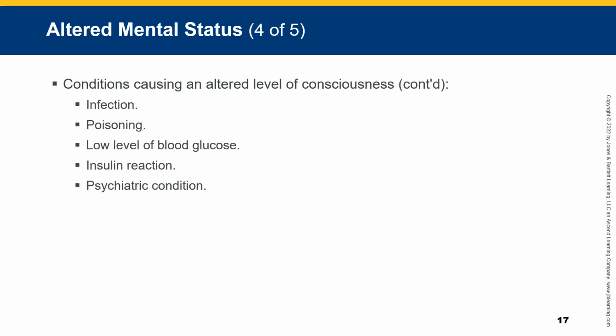And these are some other conditions that can cause an altered mental status. An infection, poisoning, including drugs and alcohol, a low level of blood glucose or blood sugar, like you would find in diabetic emergencies, an insulin reaction, or a psychiatric condition. Even if you cannot determine what is causing the patient's altered level of consciousness, you can help by treating the symptoms of their problem.